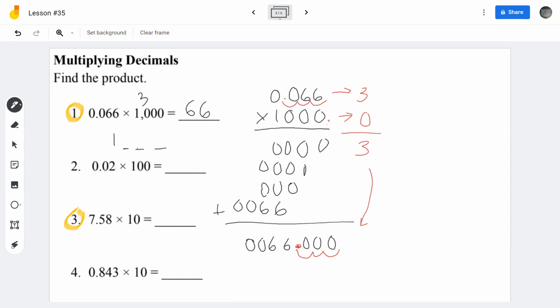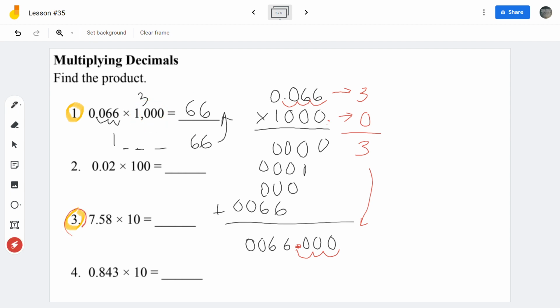So since we have 3 zeros, I'm going to move the decimal 3 times to the right. And if we move the decimal 3 times to the right, we will end up with 66, which is what we got by multiplying it out like this. So one way to find the product of decimals is by doing the long way like this, or you can move the decimal and you will still get the same answer. How much you move depends on how many zeros you're multiplying by.